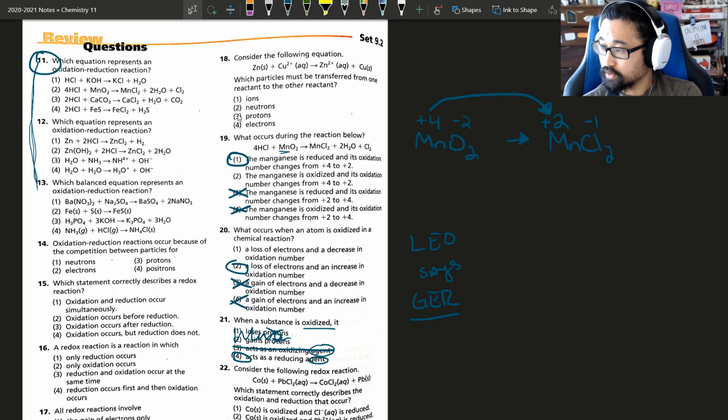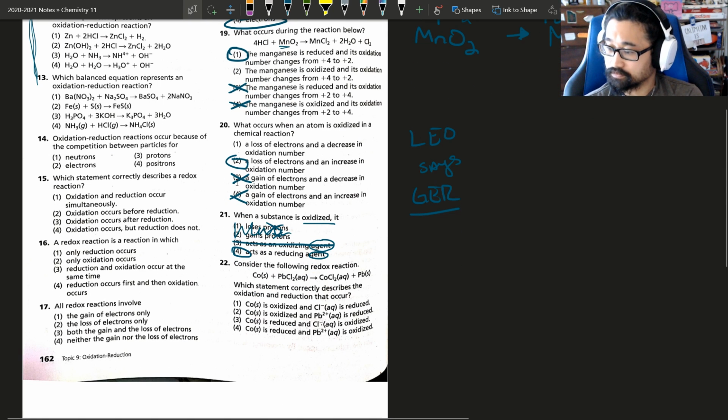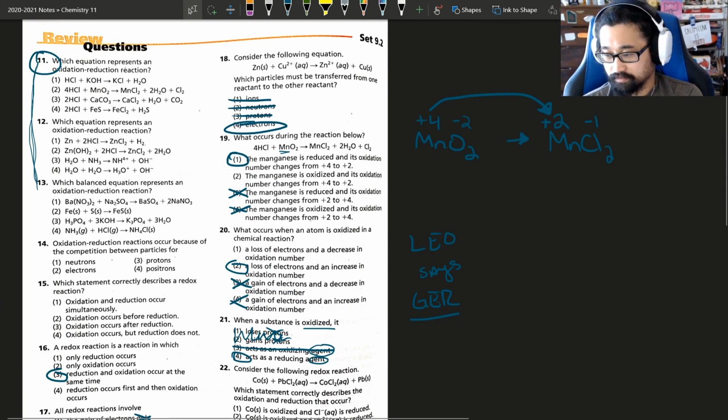What particle must be transferred from one reactant to the other reactant? I'm not moving anything other than electrons. Electrons are what actually get to move from particle to particle, reactant to reactant. All redox reactions involve both the gain and the loss of electrons. You're not allowed to have only one or the other. You need both. A redox reaction is one in which reduction and oxidation occur at the same time. Correctly describes redox. Again, these are 3 of the same question. Oxidation reduction occurs because of competition for electrons.